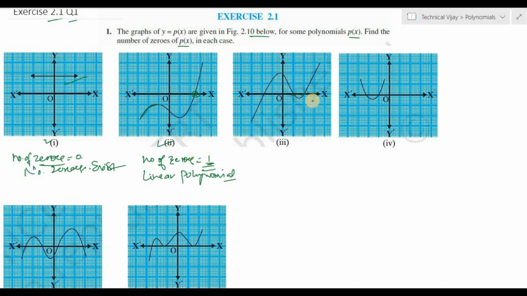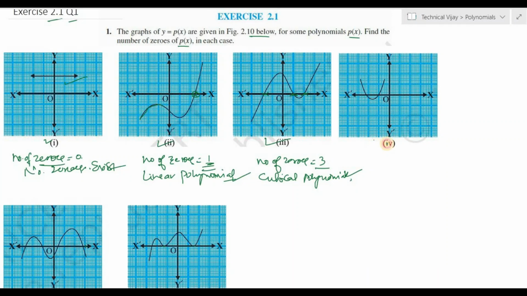Here, from how many times the curve touches the x-axis, on that basis we can find out how many zeros exist. So for the third case, see here the graph, it is touching at this point and at this point and at this point. 3 times it touches the x-axis. So the number of zeros is equal to 3. So here it is a cubic polynomial like this. Here we only have to tell the number of zeros in each case. We need not tell whether it is a cubic or linear polynomial, that doesn't matter.